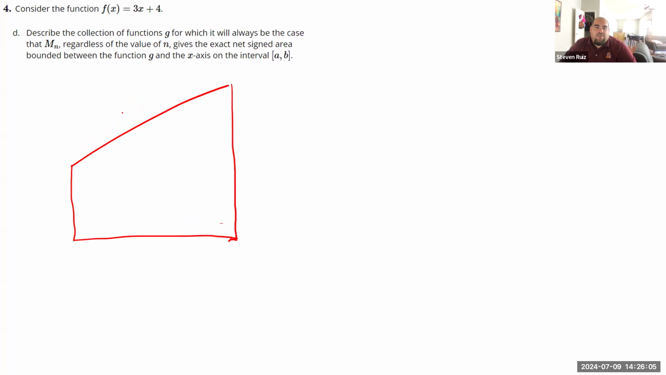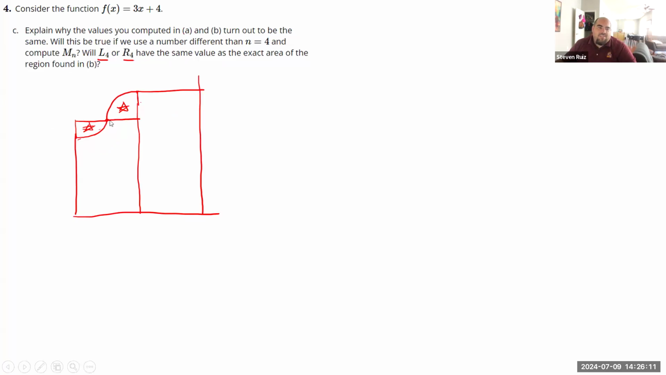So I will say without a doubt that any linear function you'll get this result on. But I think we could open a little more. I think it's just a little harder to describe what the condition is.